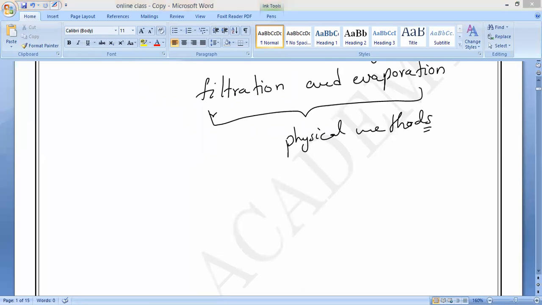Also, we know that if you add sulfuric acid, the third process, to the mixture of iron filings and sulfur, then the iron reacts with the sulfuric acid and produces hydrogen gas. Correct or not? You have studied this. So the sulfur remains unchanged, and that sulfur we can separate out.